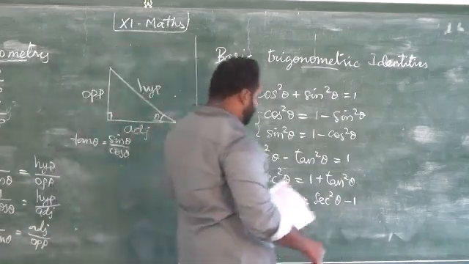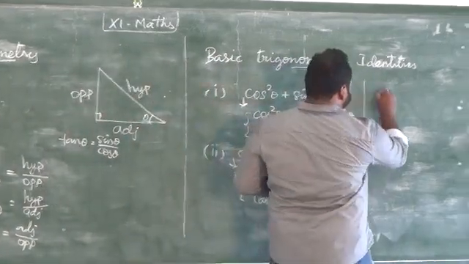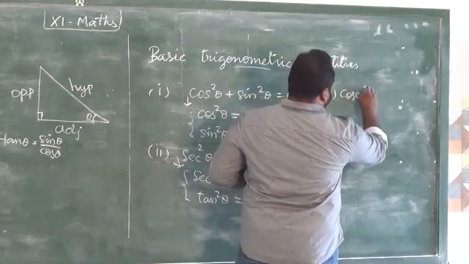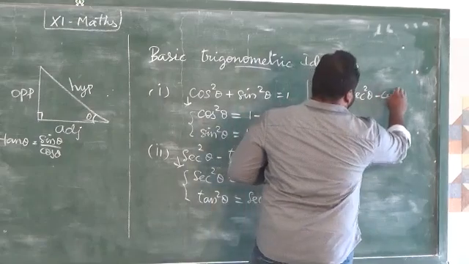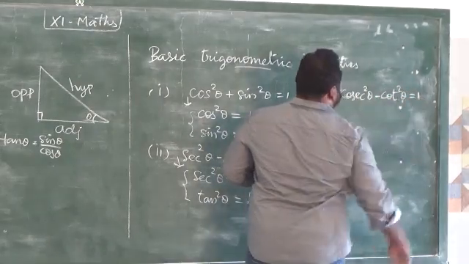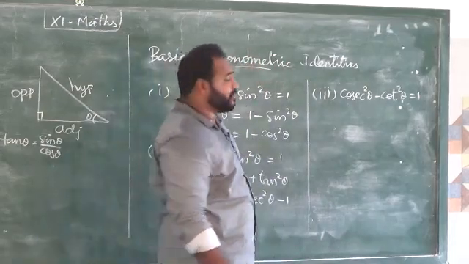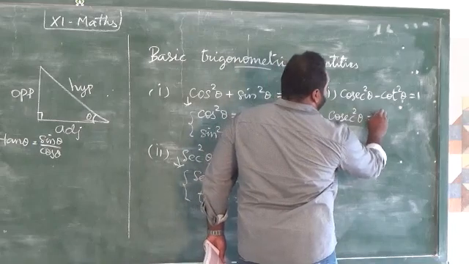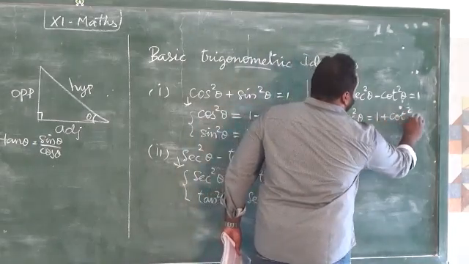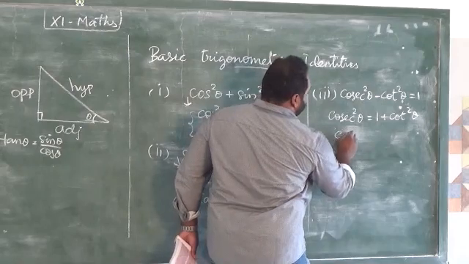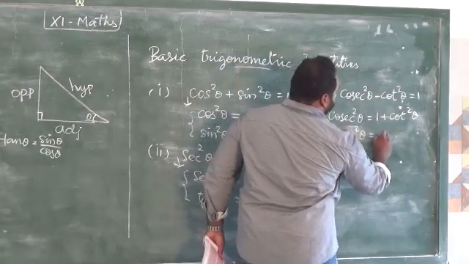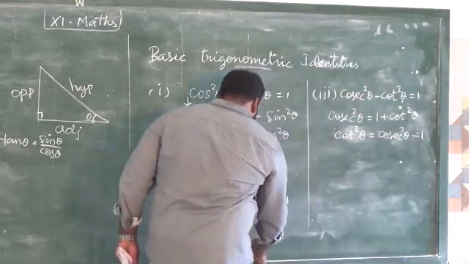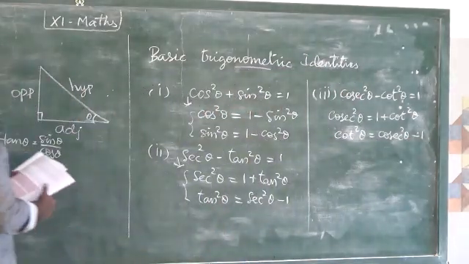Next, the third identity is cosecant square theta minus cot square theta equal to 1. Once again we can derive 2 identities from this identity. One is cosecant square theta equal to 1 plus cot square theta. Another one is cot square theta equal to cosecant square theta minus 1. So these 3 identities are very important.